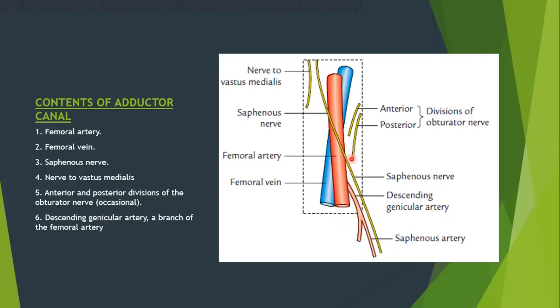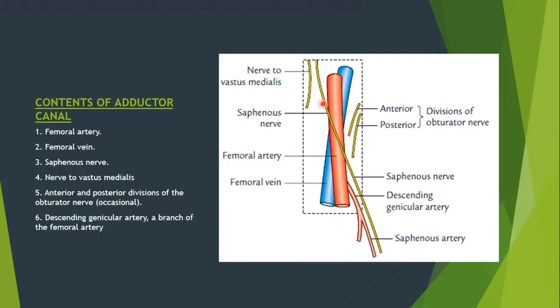And then you have this anterior division of obturator nerve, which will contribute in the formation of the subsartorial plexus of nerves. Then the posterior division will go to supply intracapsular structures in the knee joint. And nerve to vastus medialis, as the word suggests.